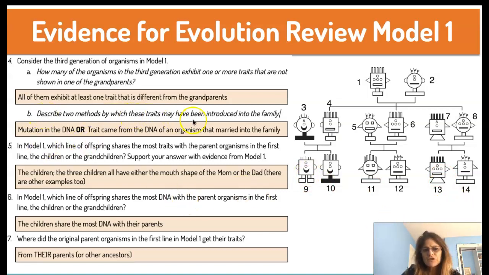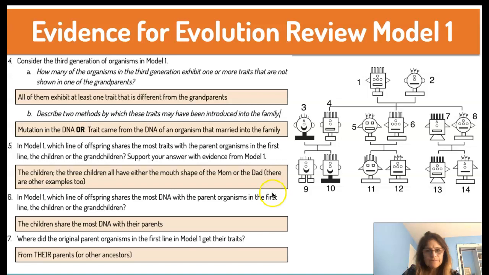Describe two methods by which these traits might have been introduced into the family. Mutation is one possibility, mutation in the DNA, or the trait could have come from the DNA of an organism that married into the family. In Model 1, which line of offspring shares the most traits with the parent organisms in the first line? The children or the grandchildren? The children do. The three children, which are here, they're person 4, 6, and 8.